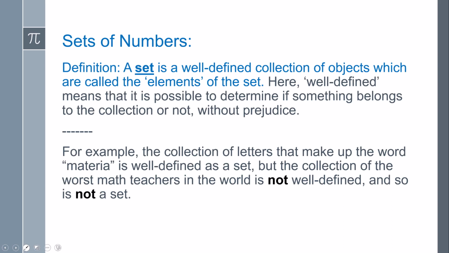So, for example, here, if I say the word materia, the reason it works is because I could say the letters M, A, T, E, R, and I are in that set. I don't need to repeat myself, but those are in that set. But if I said the collection of the worst math teachers in the world, that is not a well-defined set, because, well, there's a little bit of opinion going on there. And because there's that opinion, we would say that there's prejudice, and so therefore it is not a well-defined set.